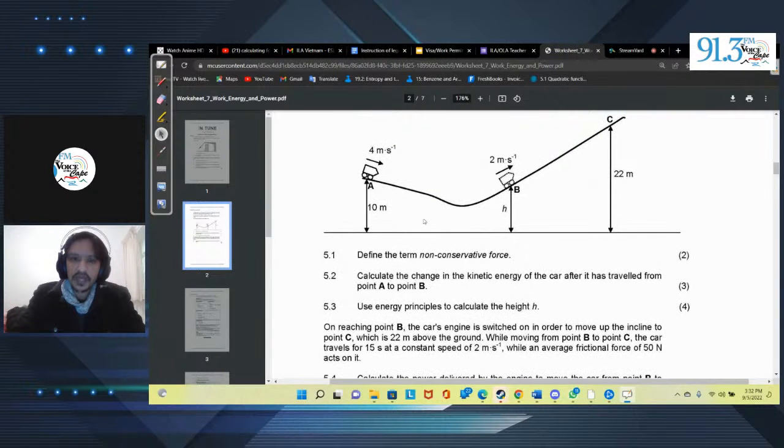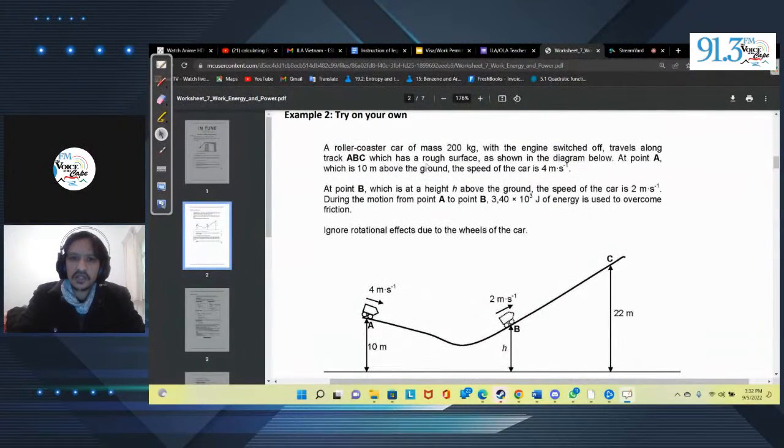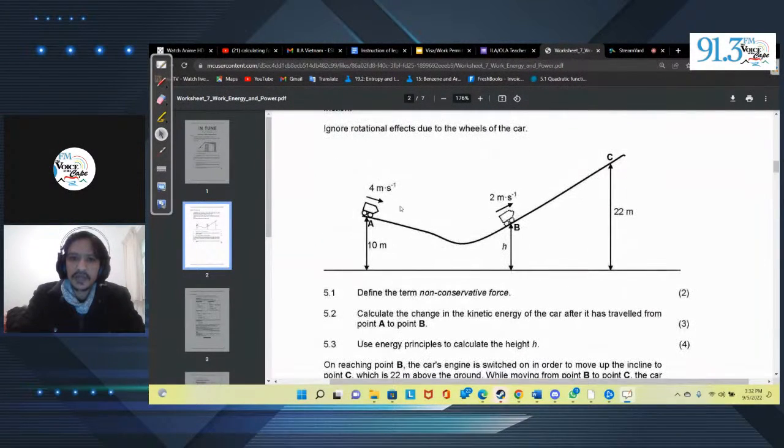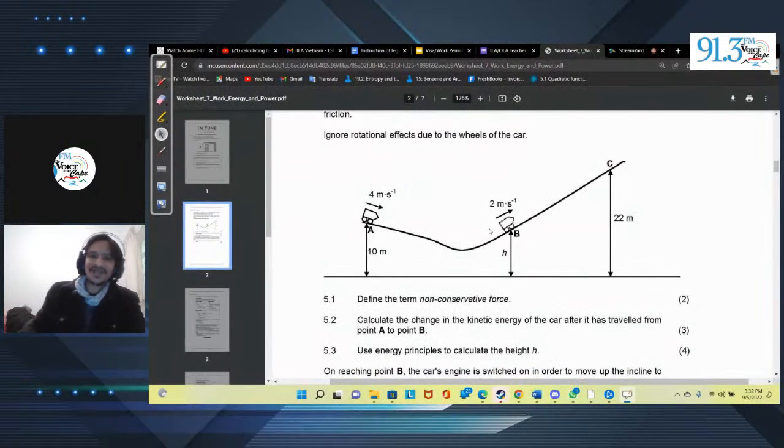Well, what is kinetic energy? The equation for that is half mv squared. Are we given the mass of the car? Yes, we are, 200 kilograms. We have our initial velocity here, we have our final velocity here, and we can work out the change in kinetic energy quite easily. Well, what is the change in kinetic energy then?